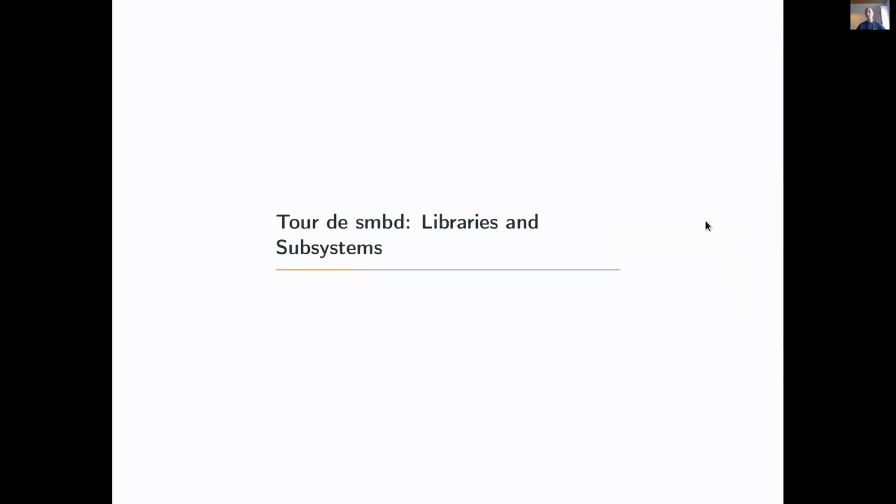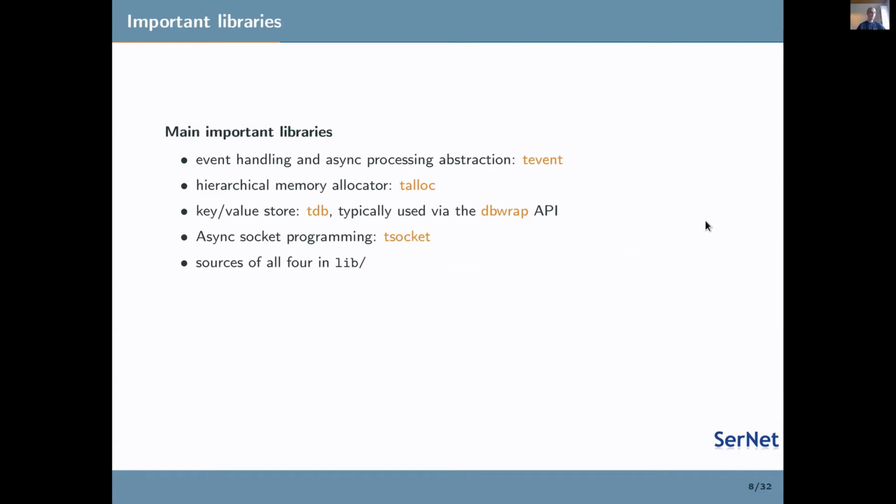So next, let's look into more detail at libraries and subsystems that we have in Samba, continuing our high-level overview of the file server. The main important libraries you should get familiar with if you're starting to hack in Samba are our event handling and async processing abstraction library, tevent, and our memory allocator, talloc. We have a key-value store database, TDB, which is typically used and consumed by the dbwrap API in the file server. We have tsocket, an async socket programming library, which is quite low level, so you might not run into this very soon, but you might hit it sooner or later, and it nicely encapsulates all socket I/O in an async fashion, also building on the tevent abstractions. The sources of all of this are in the lib top-level subdirectory.